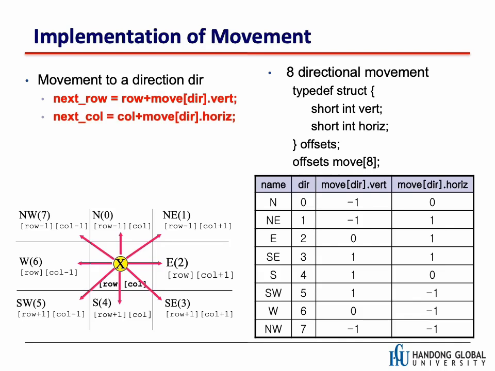Okay, let's go back to this movement statement. Next row is row plus move dir dot vert. And then next col is col plus move dir dot horizontal. So we have only 1 variable to indicate the direction. Perfect.